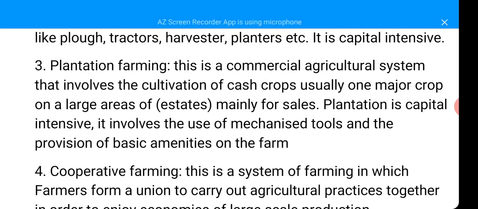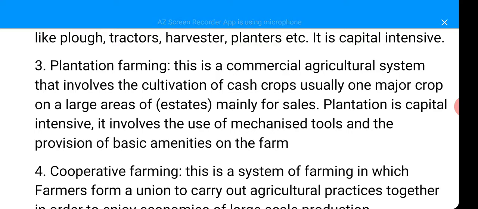It could be an estate. An estate could be used to plant that particular cash crop, mainly for sale. Plantation farming is capital intensive, that is, it requires huge capital, a huge amount of money, as it involves the use of mechanized tools and the provision of basic amenities on the farm, like a standard warehouse and standard storage facilities.